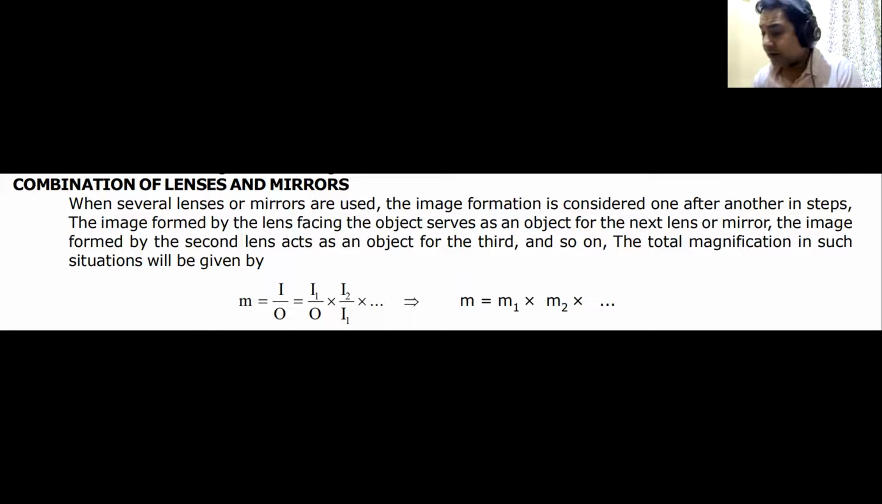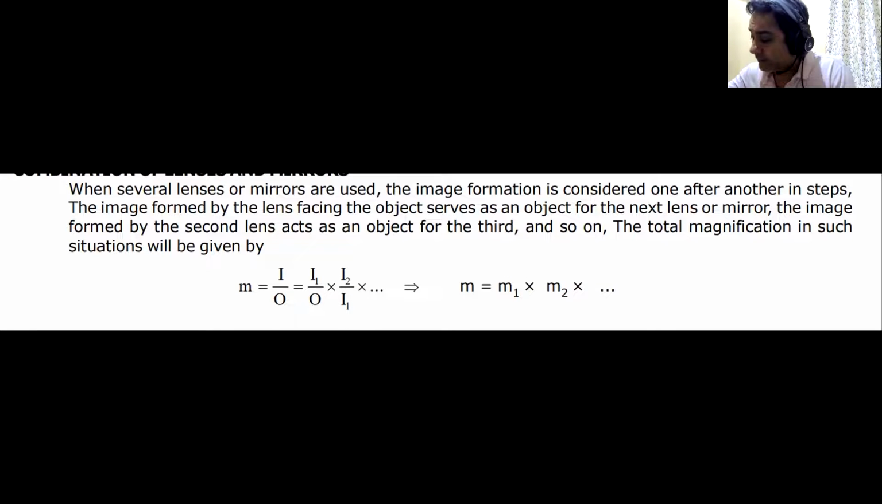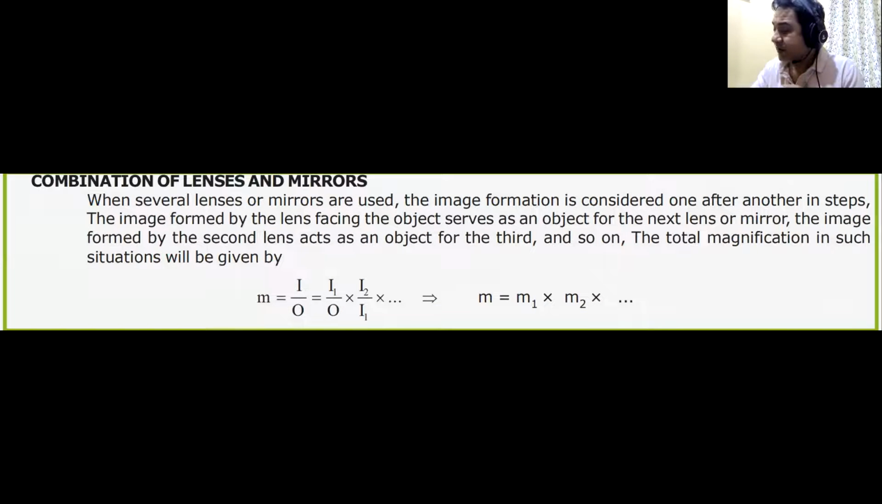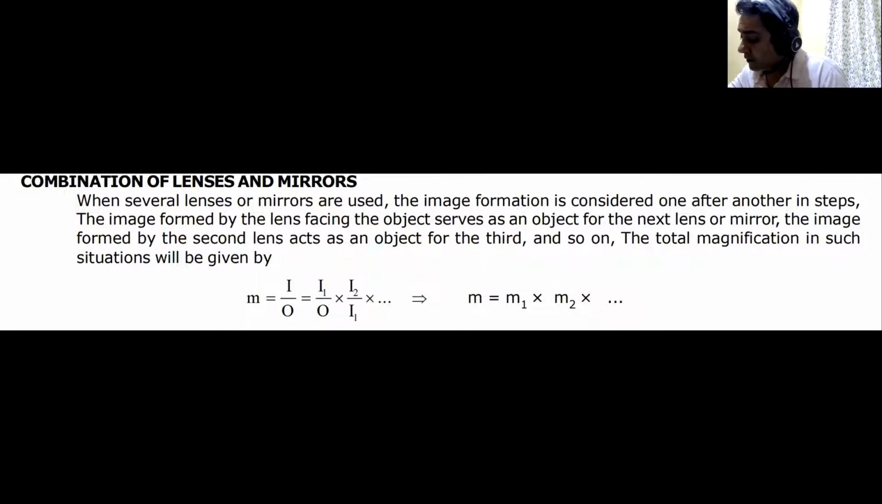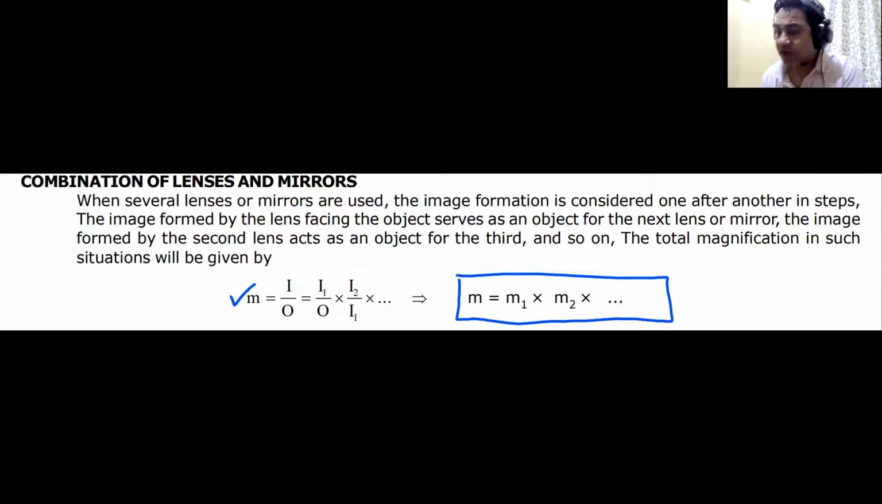Yes, sir. That means if I have to find out the total magnification M produced by this combination, how do I do it? To get the magnification of this combination, I simply have to multiply the magnification of each and every element. We have already discussed this.